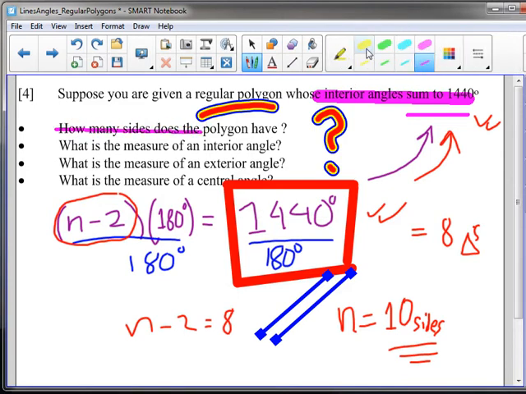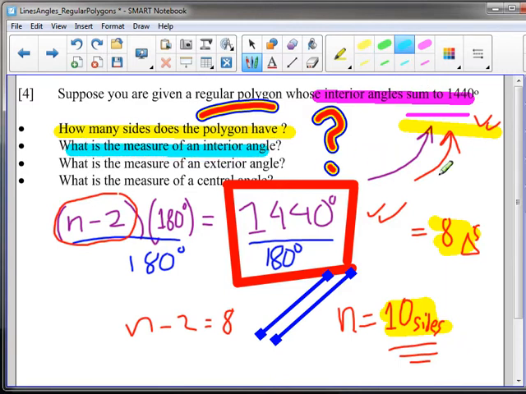Oops, that was supposed to be yellow. Can I undo that? There you go, getting better. Hey, we're talking a decagon, 10 sides. Awesome. Why 10 sides? If it has 10 sides, it would have 8 triangles worth. If it had 8 triangles worth, the sum would be 1440. We're good. Well, what about an interior angle now?